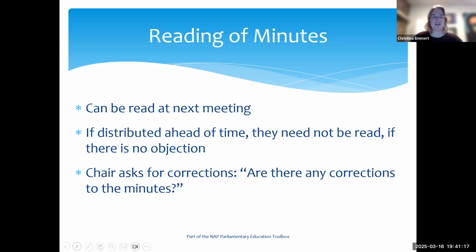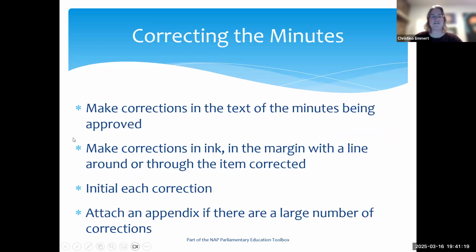So you would ask if there were any corrections for the minutes. At this point, the chair has asked for corrections, so people would make their corrections. The secretary would record those in the text of the minutes being approved. As somebody is recognized by the chair and says, my last name is spelled wrong, or I wasn't at that meeting, those corrections would be made.